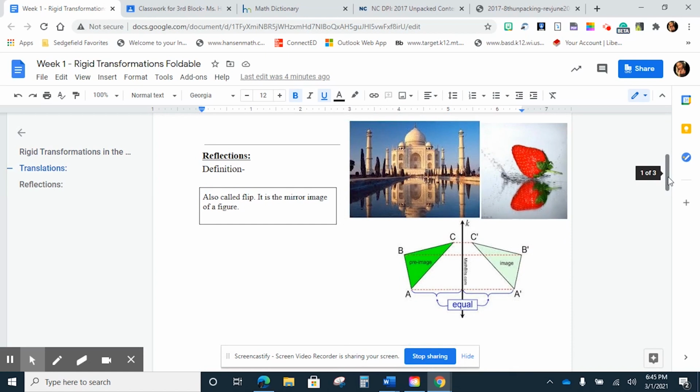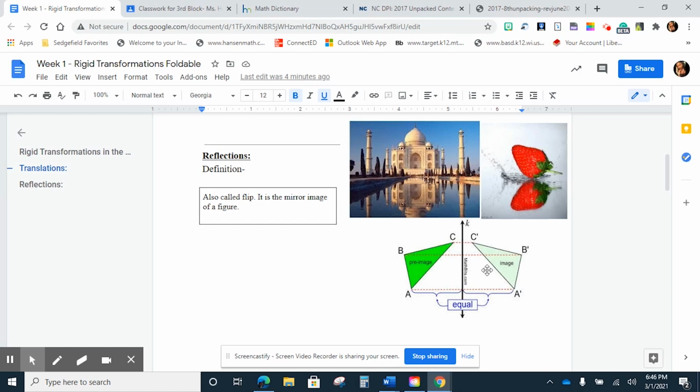Most people tend to quickly grasp this particular transformation. It is also known as a flip or a mirror image. As you can see, when you look at this particular monument, it's a complete mirror image against the water. Same thing with the strawberry.